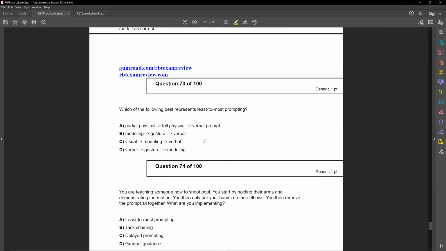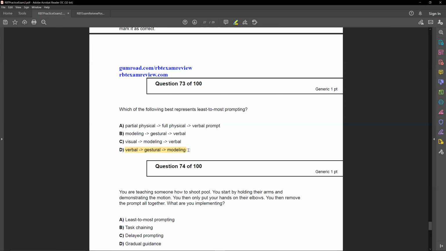C, visual, modeling, verbal, okay? These are out of order, right? If modeling was coming after verbal in this situation, then we could argue this is least to most, but it isn't, so C is out. So that leaves us with D, verbal, gestural, modeling, okay? We're going least amount of intrusive prompt with our verbal, slightly more with gestural, and then slightly more with modeling. Least to most, the best answer here is D.